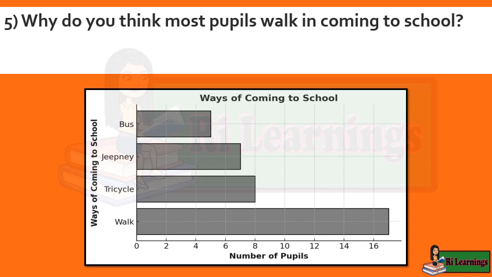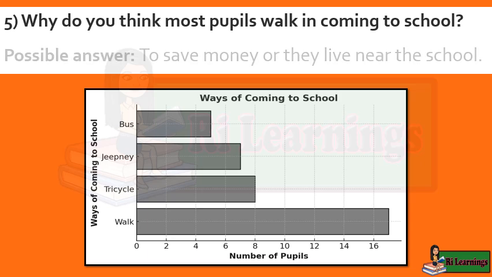Five. Why do you think most pupils walk in coming to school? Possible answer. To save money or they live near the school. Most pupils likely walk to school because their homes are close to the school, making walking a convenient and practical option. Walking is also cost-free, unlike using transportation such as buses, jeepneys, or tricycles.